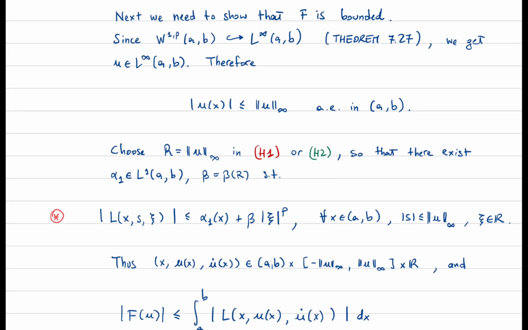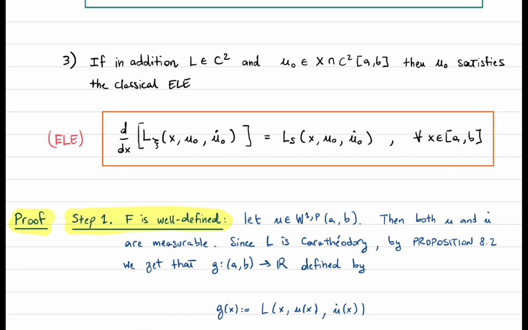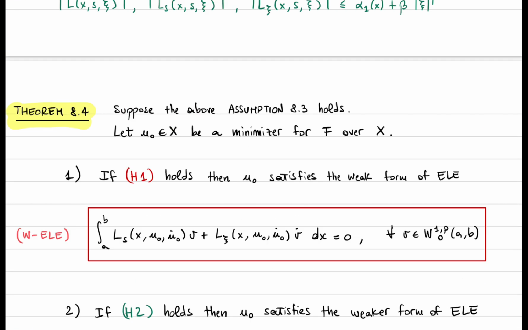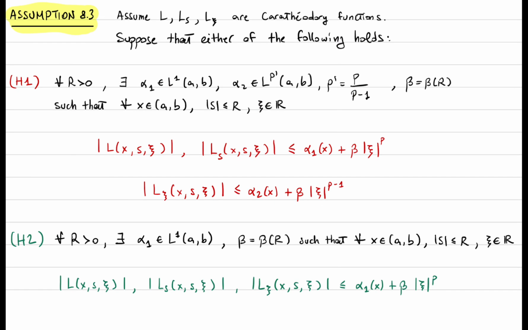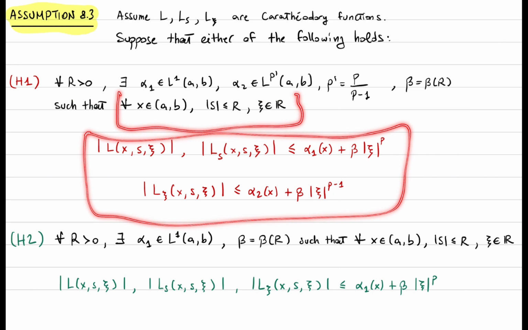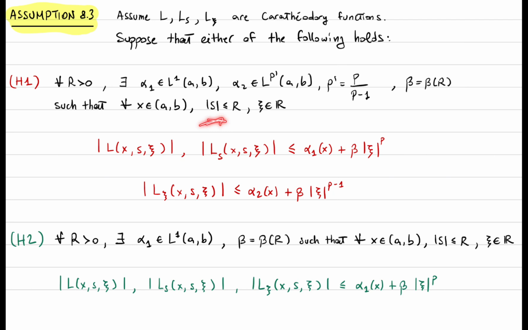so just to go back to these assumptions here. You see that both assumptions H1 and H2 said that for every R there exists a set of either two functions and a constant, or one function and one constant, such that these estimates hold for all values here. But notice that s is squeezed in a box, so s can only be in some interval around the origin. So this is r and this is minus r. And notice that s is the variable where we plug u.